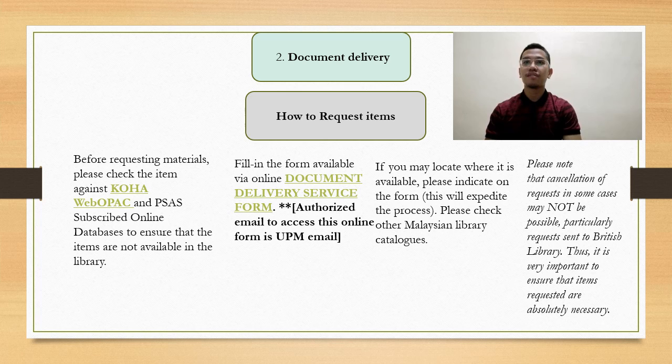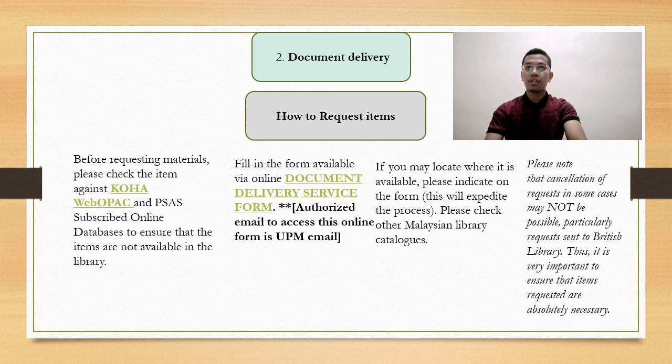Second, document delivery. How to request an item. Before requesting material, please check the item against Koha web OPAC. Emphasize subscribed online databases to ensure that the items are not available in the library. Second, fill in the form available via the online document delivery service form, but the only email authorized to access this online form is UPM email. Next, if you know where the item is available, please indicate on the form. This will speed up the process.